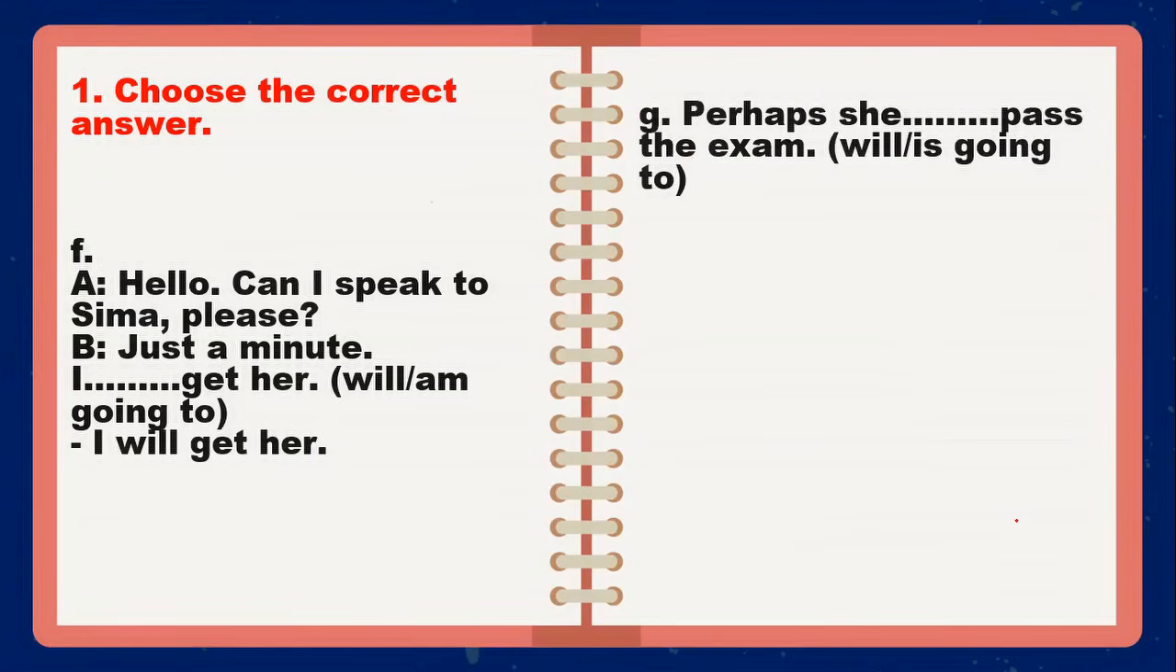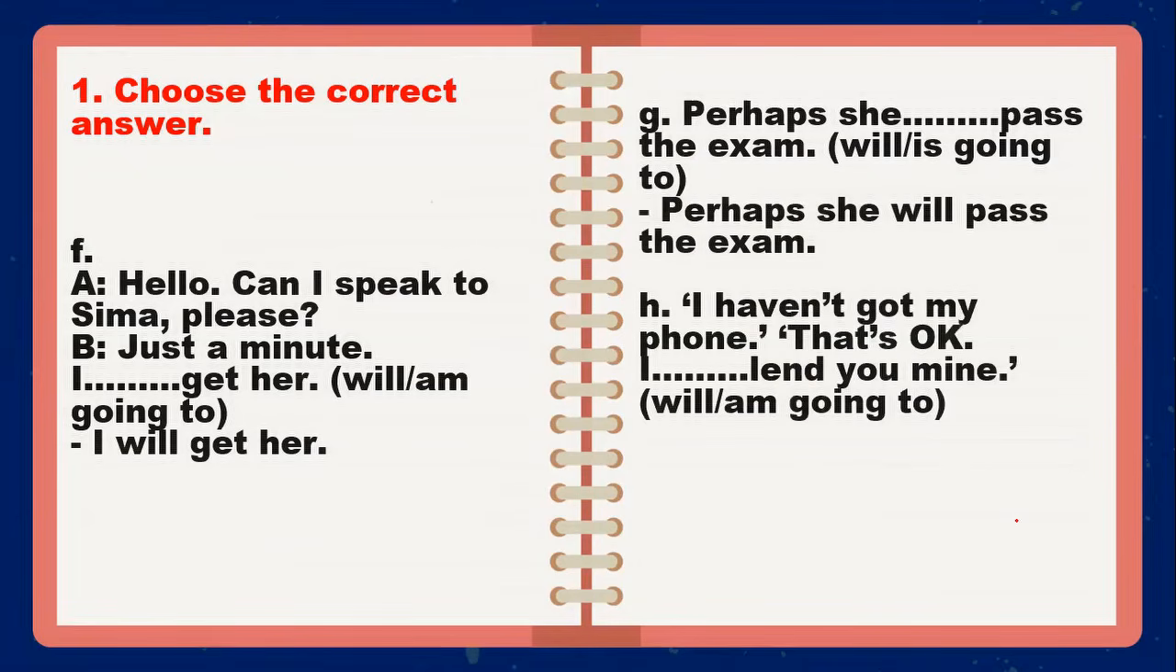Perhaps she will pass the exam. Will, is going to. Perhaps always indicates you are not sure, so she will pass the exam. I have not got my phone. That's okay. I will lend you mine. You decide at the moment of speaking.